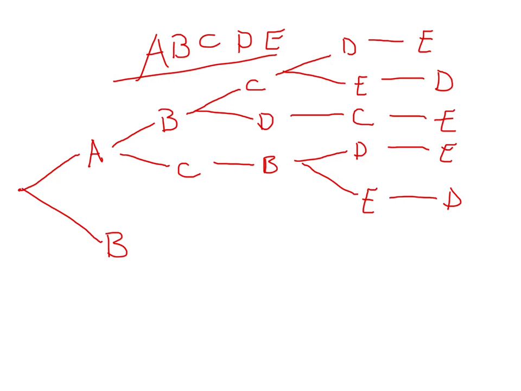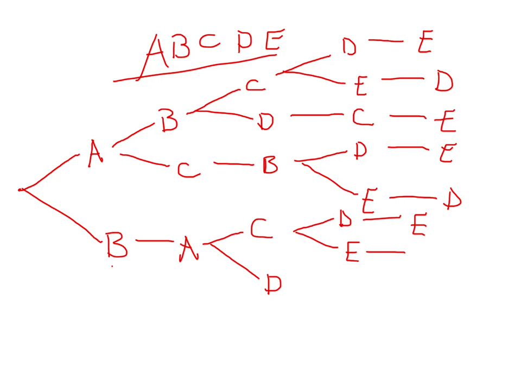Now suppose A and B switched, so that the first person in line is B. Well, then that means the second person has to be A. After the A, well, it could be C or D, if C and D switched. If it's B, A, C, then after the C could come D, or it could be E if D and E switched. And then after this D, there has to be an E, and after this E, there has to be a D.